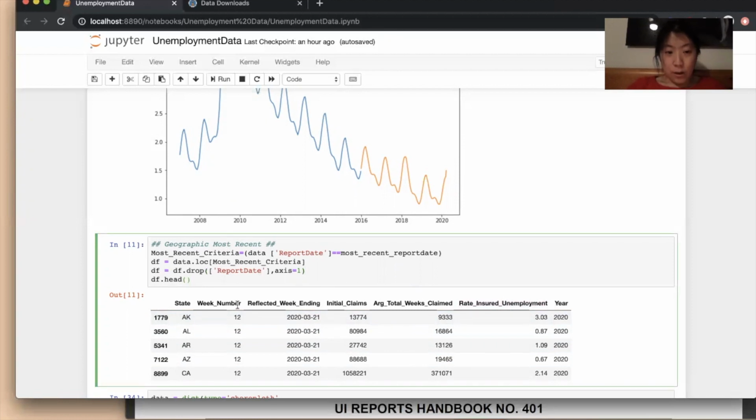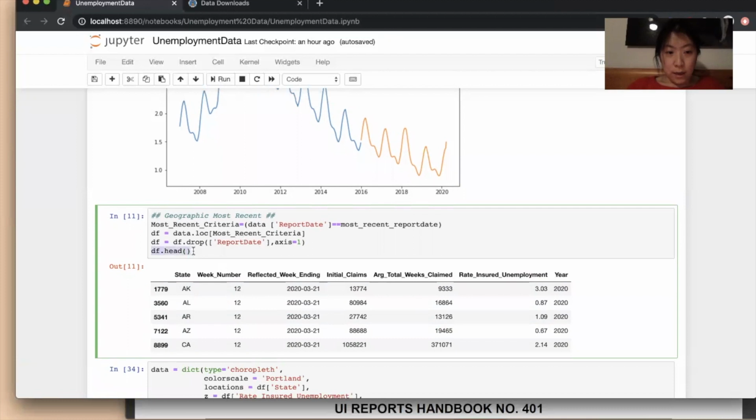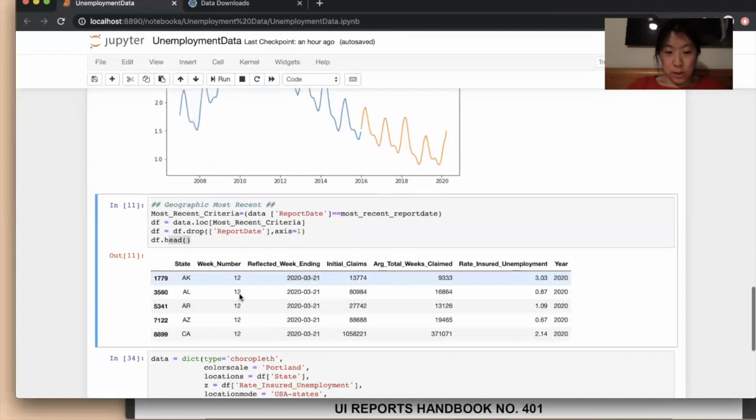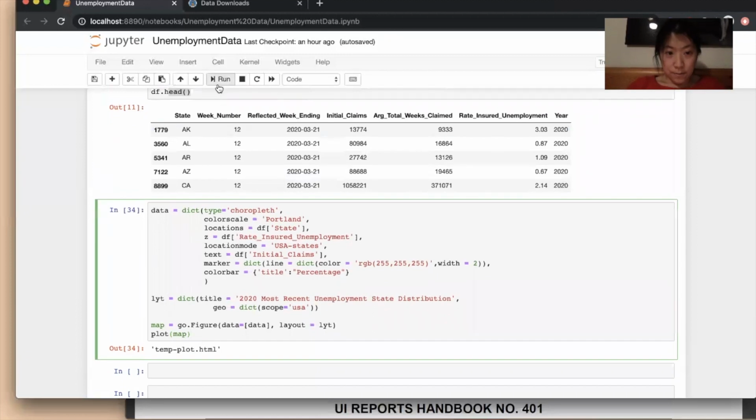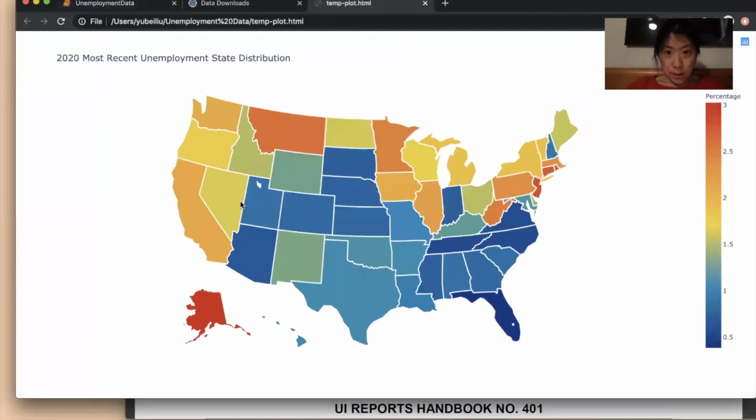So here, we're going to do a map. I'm going to click on, here, I put a head. As you can see, this is what the data looks like, and I'm going to do the state map here to visualize our data. So this brings us to a new page. And as you can see, there's a spectrum based on the unemployment rate, with blue as the minimum and going up, red as the top.